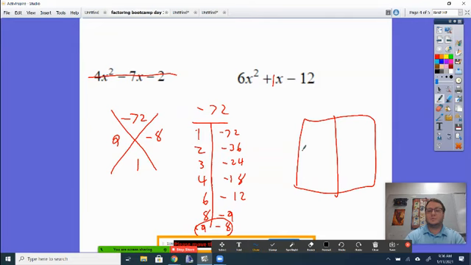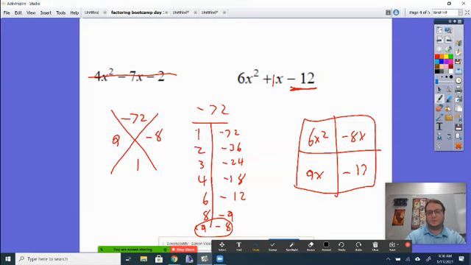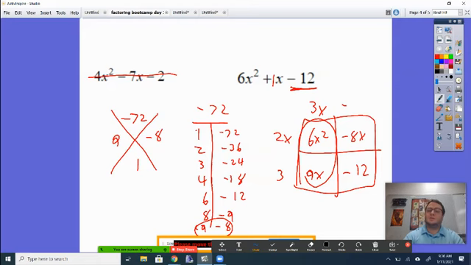Coming over to my box. I'm going to have 6x squared, right x, left x, and then c. Draw my circle. I can take a 3 out of both of those and an x. And then 2 times x gives me 6. Or 2x times 3x gives me 6x squared. This is going to be a 3 because 3 times 3 gives me 9. And this is going to be a negative 4 because that's going to give me negative 8. 3 times negative 4 is negative 12.